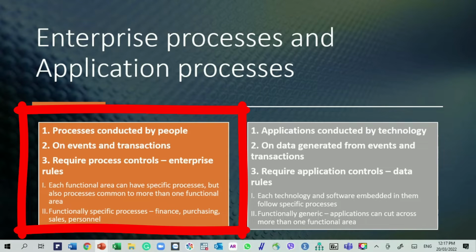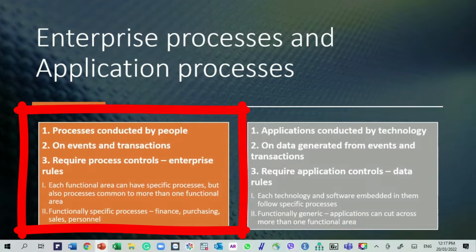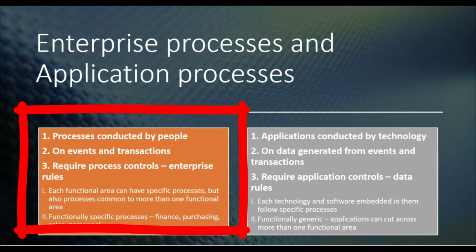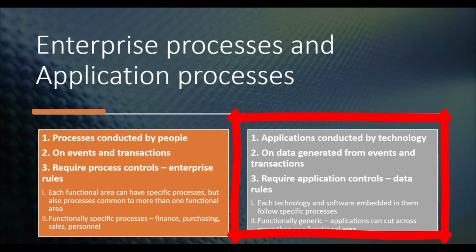These processes apply to each functional area and can have specific processes in there. But there could also be processes that cut across more than one functional area. These functional specific areas could be finance, purchasing, sales, and personnel, where there are specific processes applied to these functional areas. Application processes are conducted by technology.